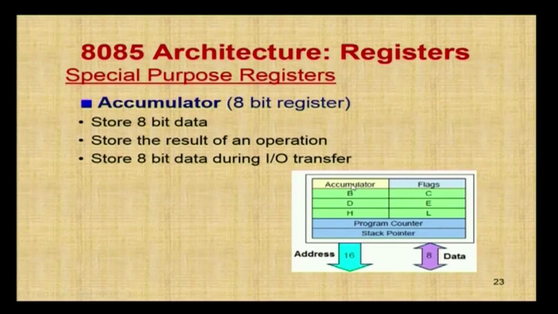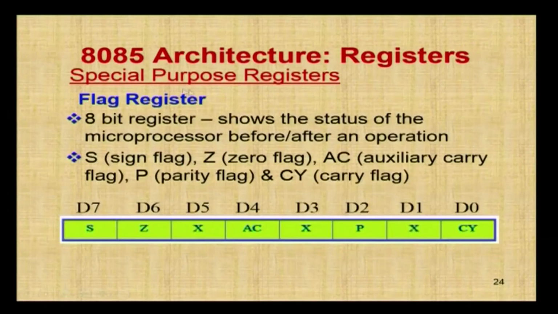After performing the arithmetic or logic operation, it stores the result, and it can transfer the result to memory or to any input output device. So, it performs the logic and arithmetic operation, stores the result, and transfers the result to memory or an input output device. Now, the other special purpose register is the flag register.